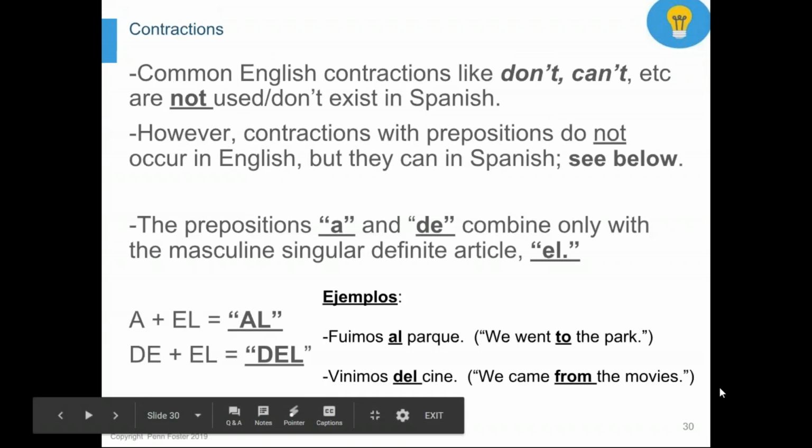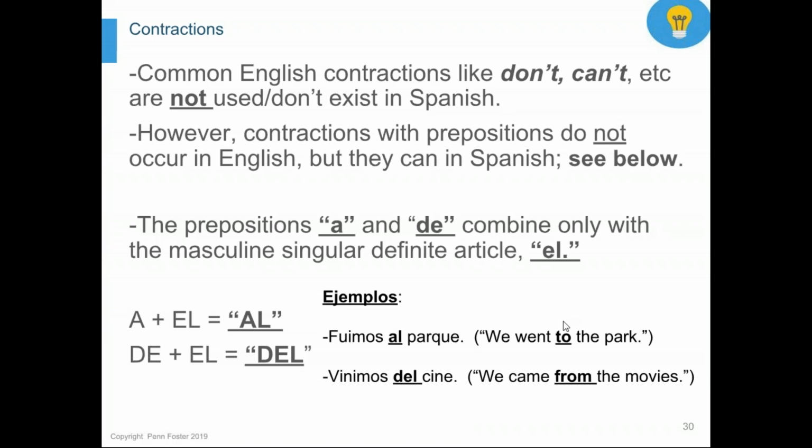And we're going to stay on task with prepositions a little bit and transition to contractions. A contraction that you probably are familiar with in English, words like don't and can't, they're not used. They don't exist in Spanish. However, as I mentioned earlier, prepositions can be tied in with contractions in Spanish.